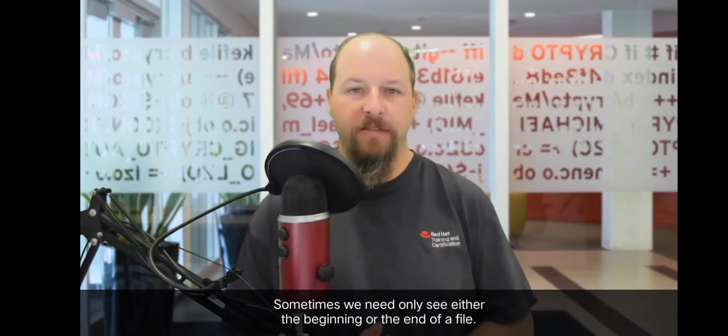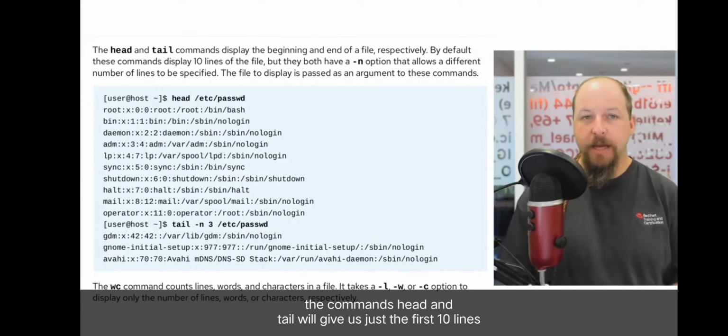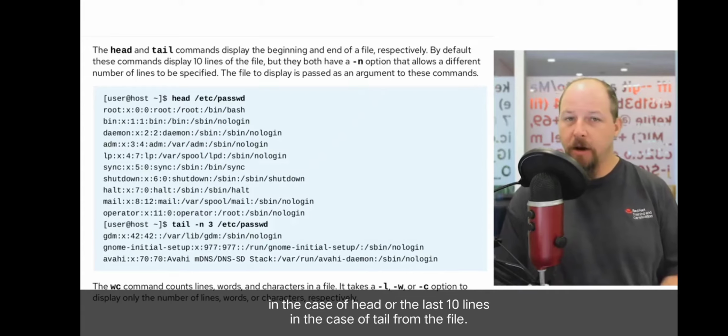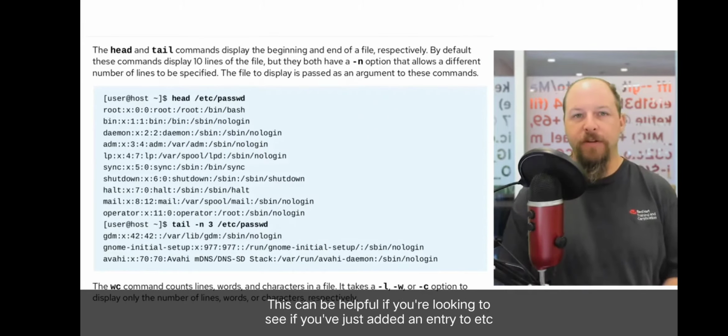Sometimes we need only see either the beginning or the end of a file. While less lets us load up the entire file and navigate through it to browse, the commands head and tail will give us just the first 10 lines in the case of head, or the last 10 lines in the case of tail from the file.